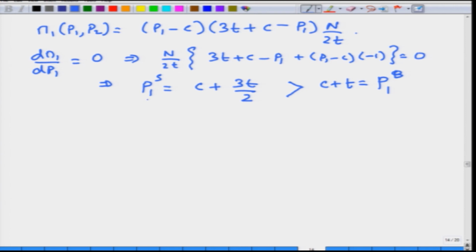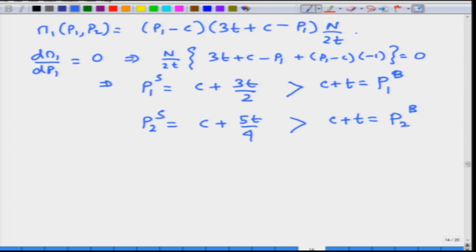If I substitute this P1s into firm 2's objective function, we will know that P2s turns out to be C plus 5T divided by 4. This is also greater than C plus T that we got under the Bertrand model with product differentiation. So, what we now find is both the firms charge a higher price. So, here prices are strategic complements, not just firm 1 charges a higher price than what it would have charged when it moved simultaneously, firm 2 also charges a higher price.